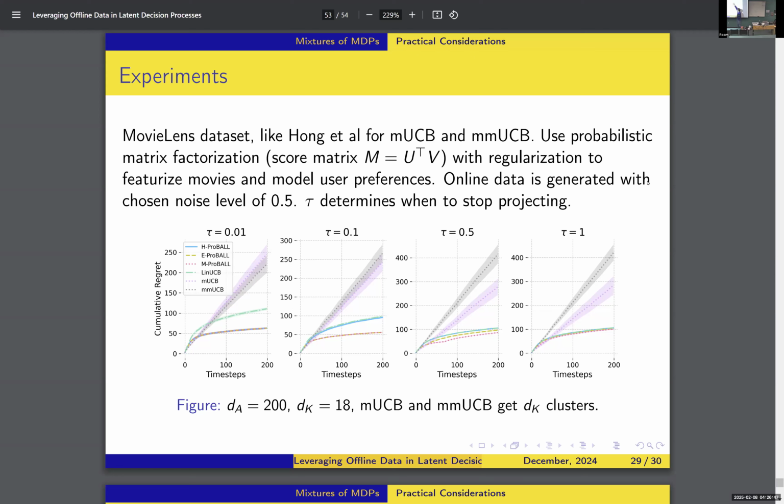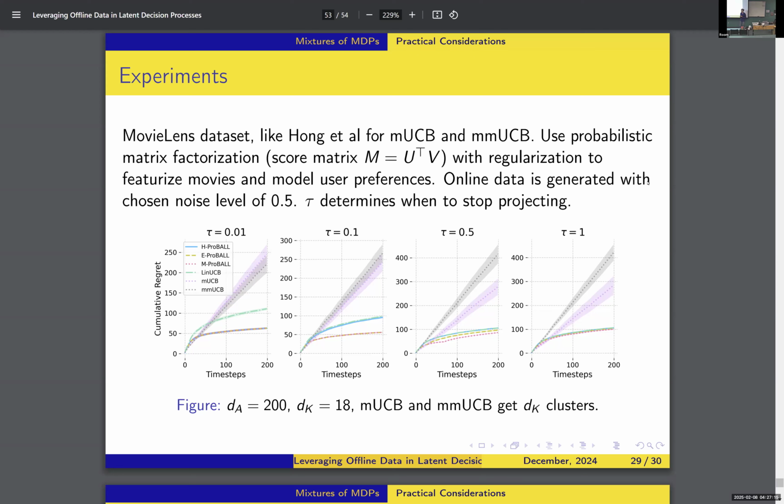What are we doing? I didn't describe the experiments. We look at the MovieLens data set, and we take users' scores for various movies. We do some probabilistic matrix factorization to determine the user's approximate preferences, which we can use to simulate an online interaction with the user, and then we run our methods. That's what we're doing. Any questions?